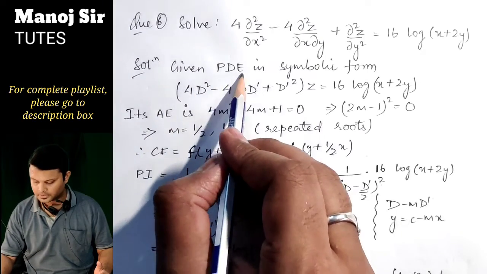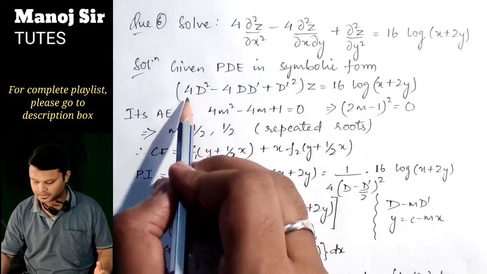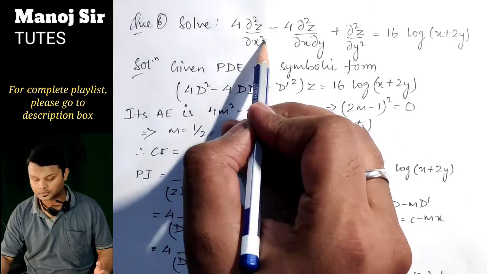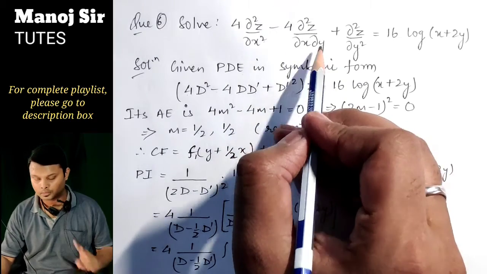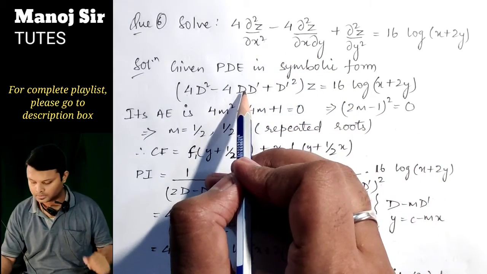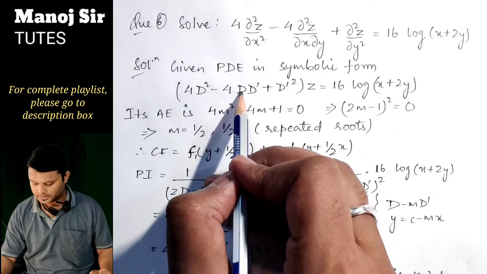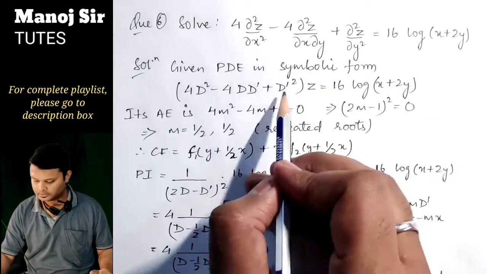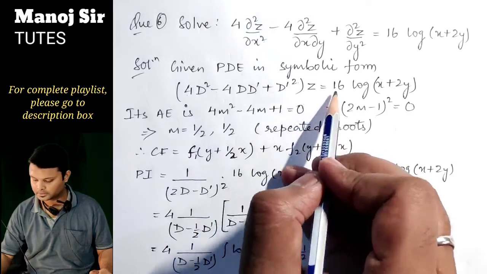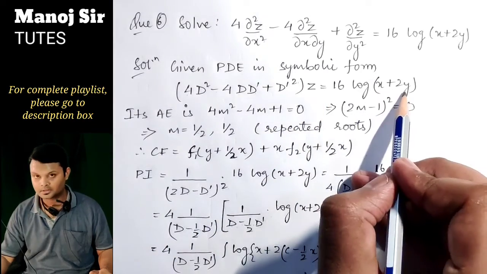The given partial differential equation in the symbolic form is represented by 4 into, here we have x square, so simply write D square, minus 4 into, here we have x and y both with power 1, so we will use D D dash, plus here we have y square, so simply write D dash square, into z equals 16 log(x plus 2y).